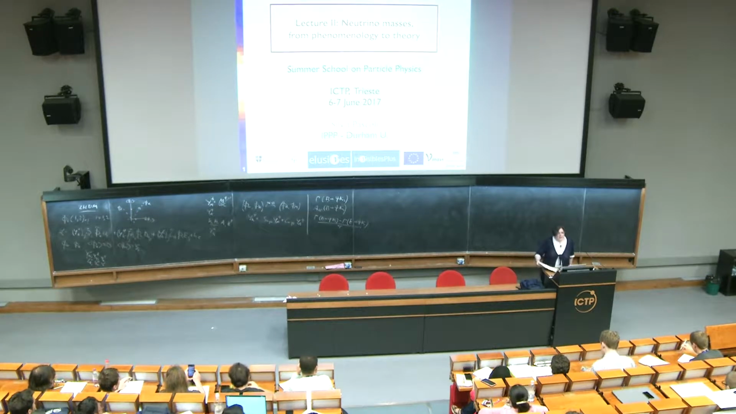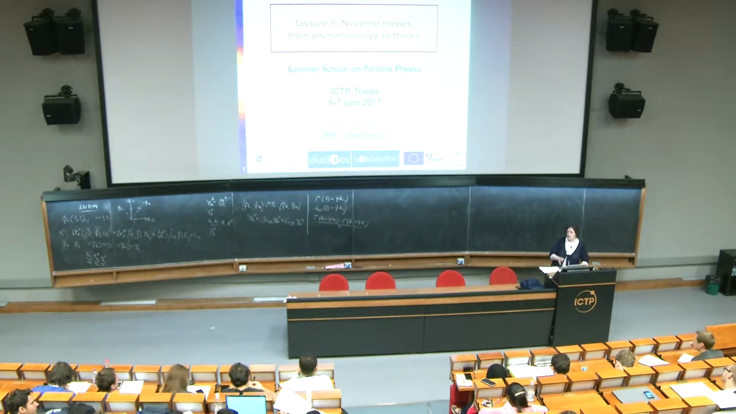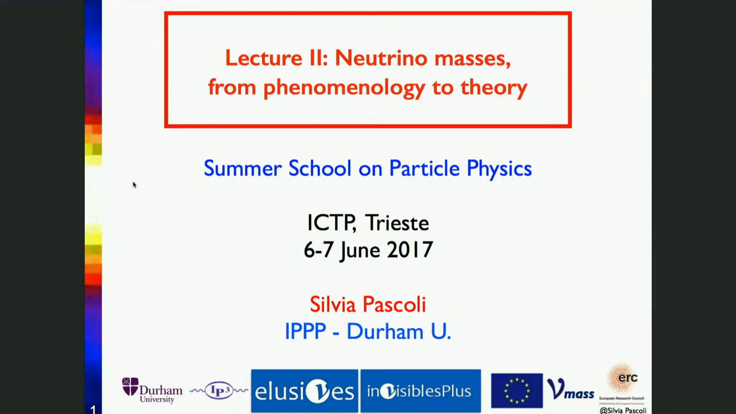Okay, so yesterday we talked about neutrino oscillations and I explained why that is so important, as it tells us that the neutrinos have mass and mix. So what are we going to do today? In this lecture, we're going to look at neutrino masses, how I can extend the standard model with a mass term, how I can then explain these masses from physics beyond the standard model, and also how we can measure them.